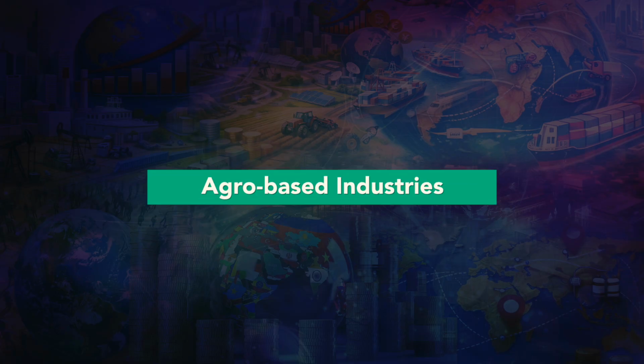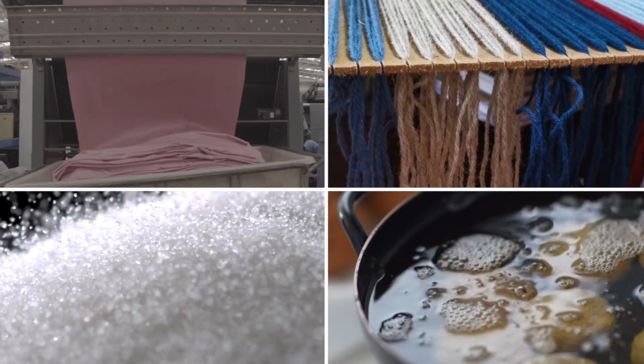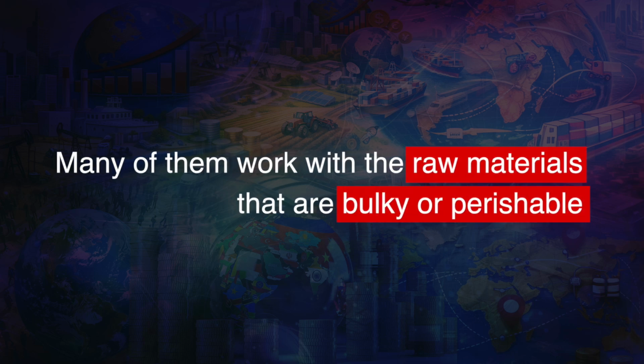Agro-based industries. These industries use agricultural products as their main raw materials. Examples: cotton textile, jute, sugar, edible oil. You can also notice that all of these depend on crops or animal products. Many of them work with raw materials that are bulky and perishable. Because of this, agro-based industries are often located in or near agricultural regions, so that raw materials do not have to travel long distances and do not spoil.